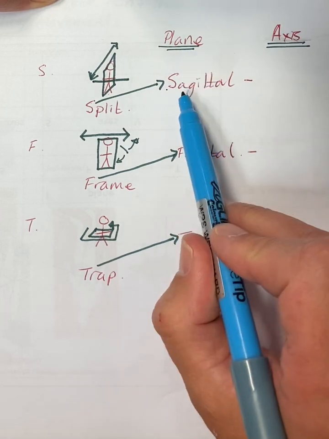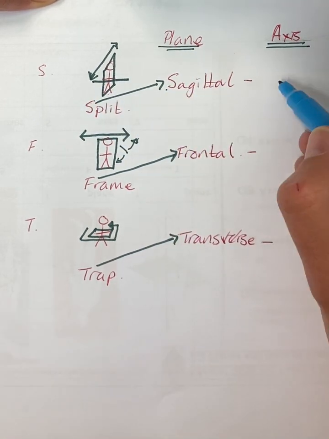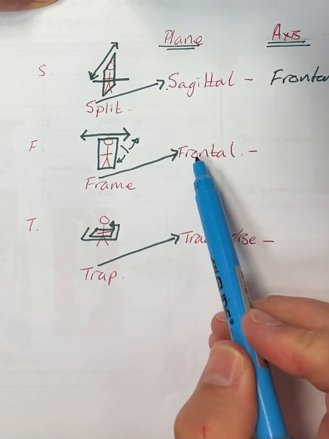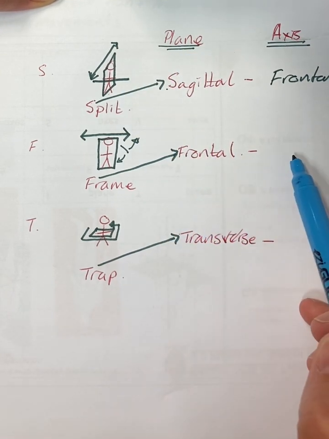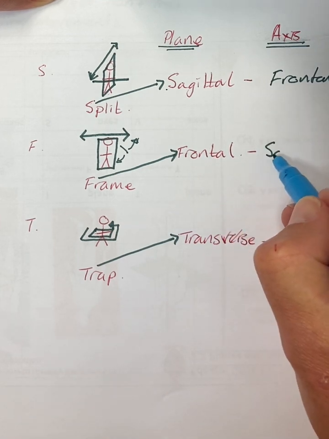So the axis is opposite the plane. It's a sagittal plane, so it must be a frontal axis because it's opposite. With this plane here, it's a frontal plane, so you know the axis must be opposite. So if it's a frontal plane, it must be a sagittal axis.